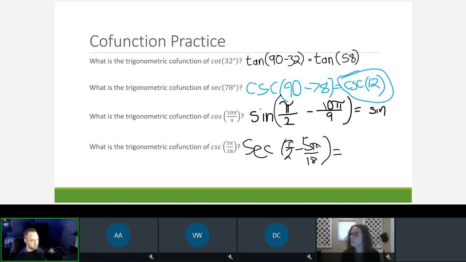So you should just be typing in pi over 2 minus whatever that angle is. And if you have a decent calculator, it should give you it in the pi format. That's 18 on the bottom, by the way. My 8 just came out horrible there.